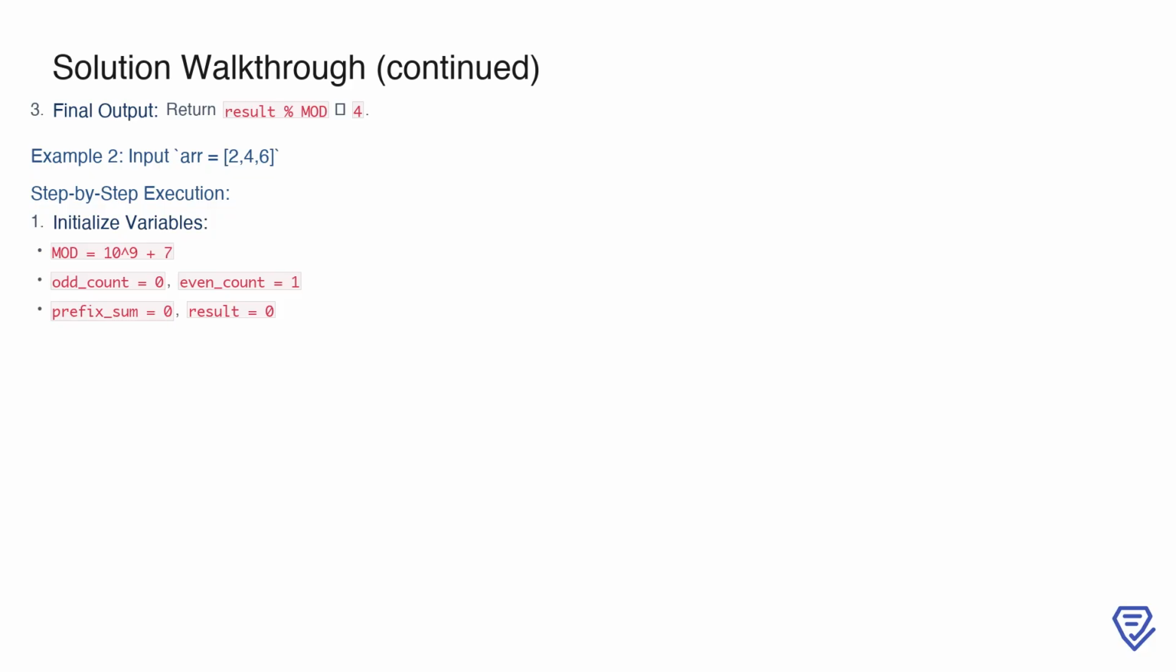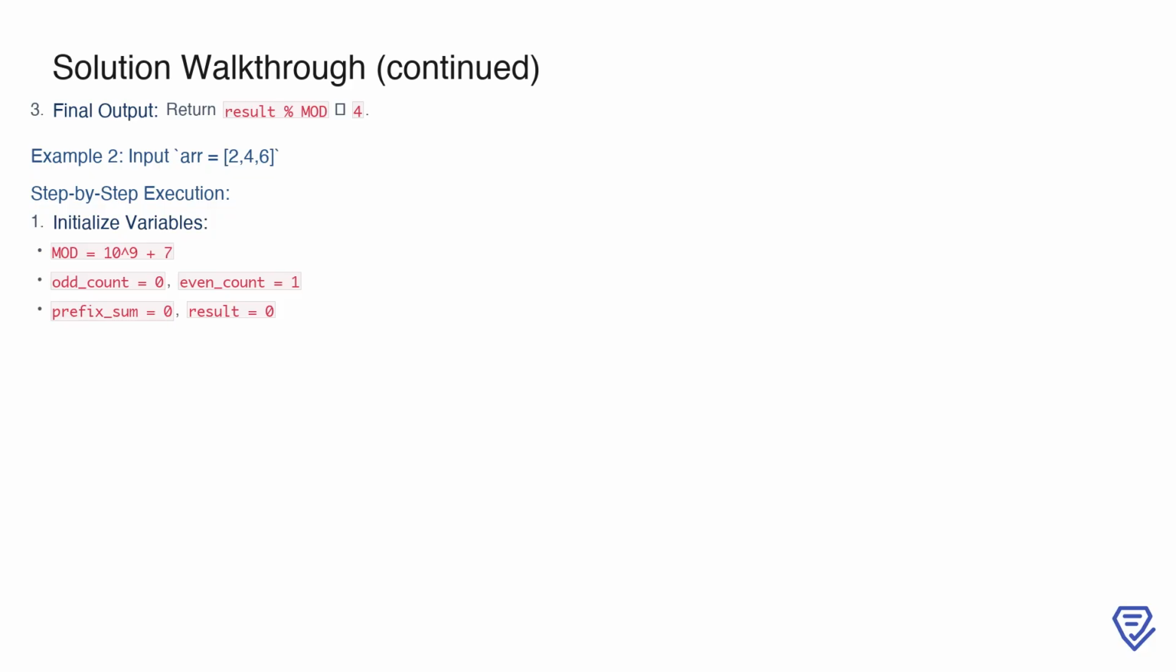Now, let's consider another example where the input array is 2, 4, 6. Again, we start by initializing the same variables. Mod is set to 10 to the power of 9 plus 7, odd_count begins at 0, and even_count is initialized to 1.